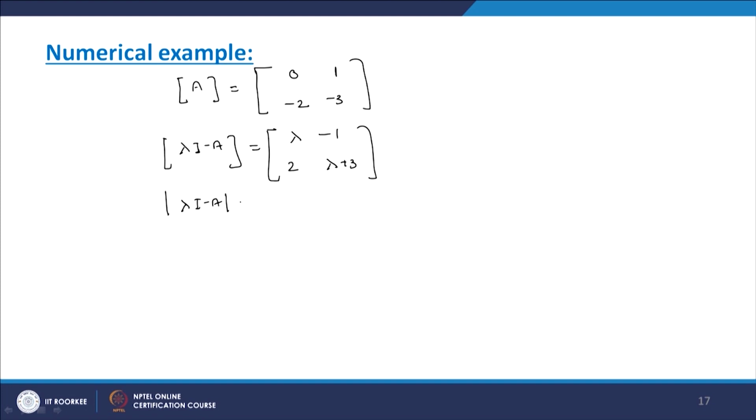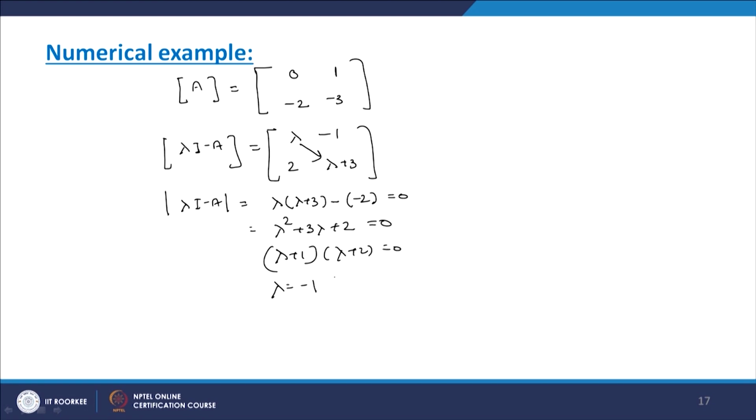So the determinant of lambda I minus A is equal to lambda into lambda plus 3, that will be this multiplication, minus this, which is minus 2, equal to 0. So we get lambda square plus 3 lambda plus 2 equal to 0. If you solve it, we get lambda plus 1 into lambda plus 2 equal to 0. So lambda equals minus 1 and lambda equals minus 2. That means we have two eigenvalues: lambda 1 equals minus 1 and lambda 2 equals minus 2. These are the two eigenvalues.